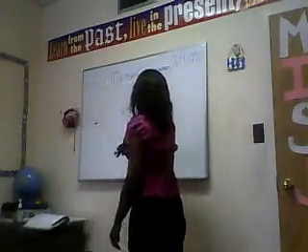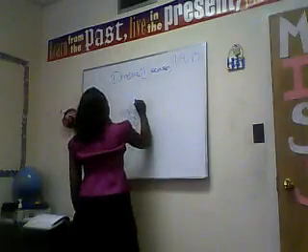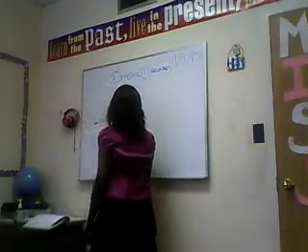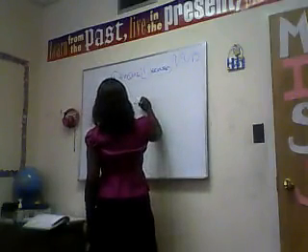How many times is 7 going into 8? 1 time. So now go here. 1 times 7 is? 7. That's 1. Our remainder is? 1.